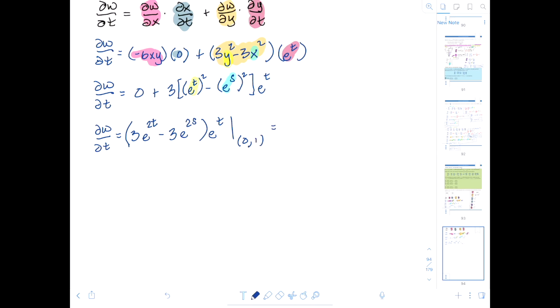So let's see what we'll get. We'll get 3e to the 2t, so this would just be 3e squared, right? Minus 3e to the 0. 2 times 0 is 0. And that would be times e to the 1, right? So that would just be, again, I can factor this 3 out.